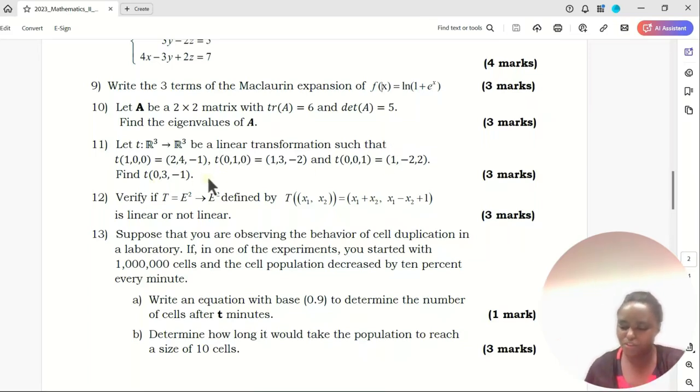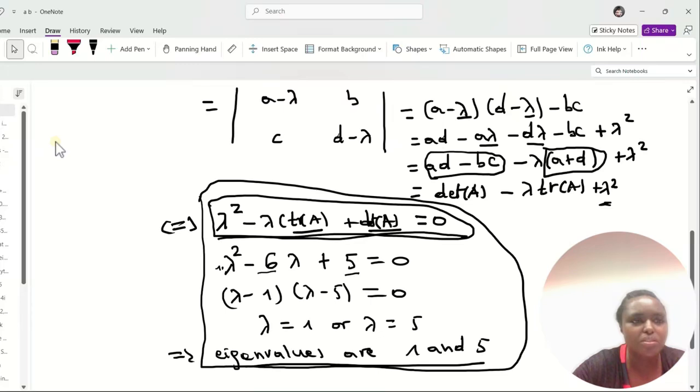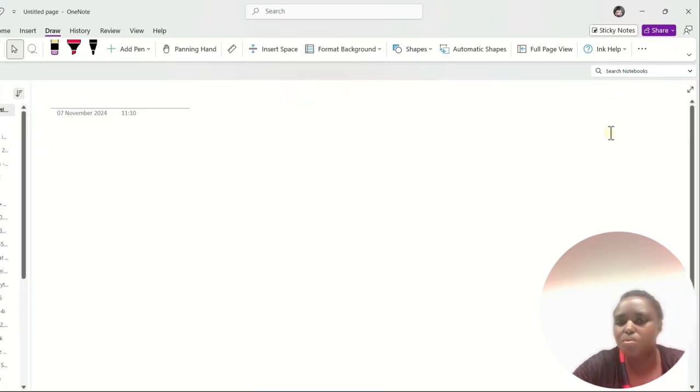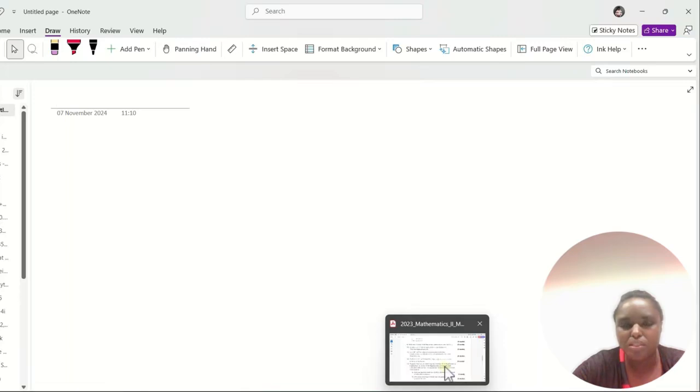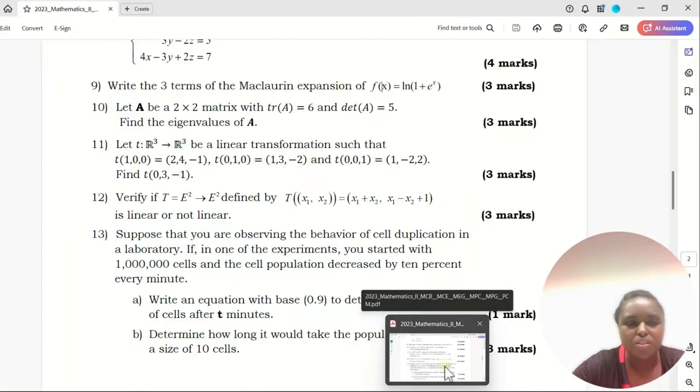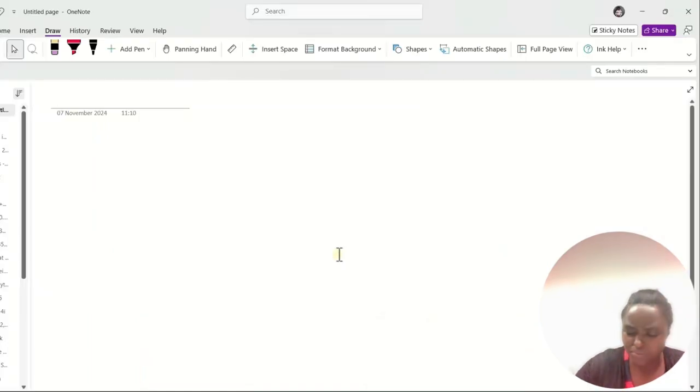Yes, we have, okay, let me find the paper so that we can handle this equation. Let me first write the vectors. We have T of 1, 0, 0 equal 2, 4, minus 1.